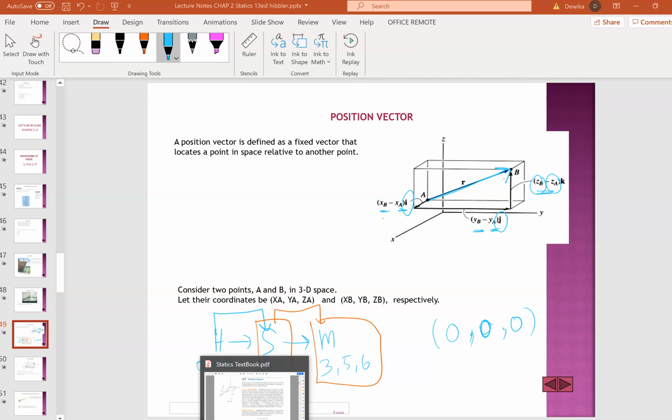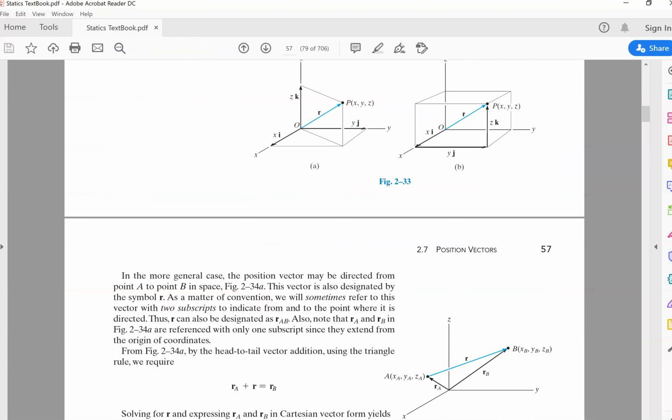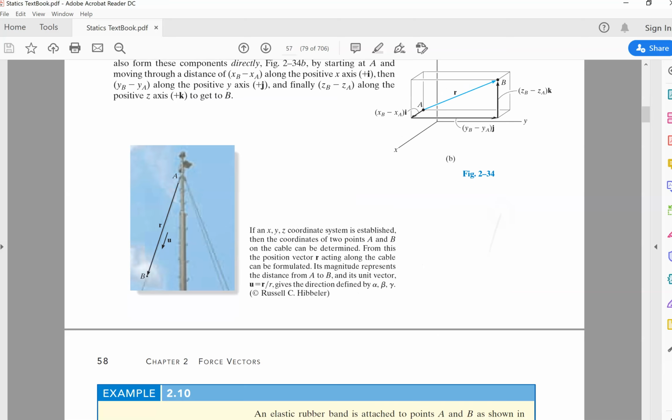I'm going to go to the textbook. This is where it is from the textbook, and if you see the textbook, they have given the formula in i, j and k. So look at this example. A has its own coordinate and B has its own coordinate. Now it is from A to B, so you take coordinate B minus A. So we have done this part here.